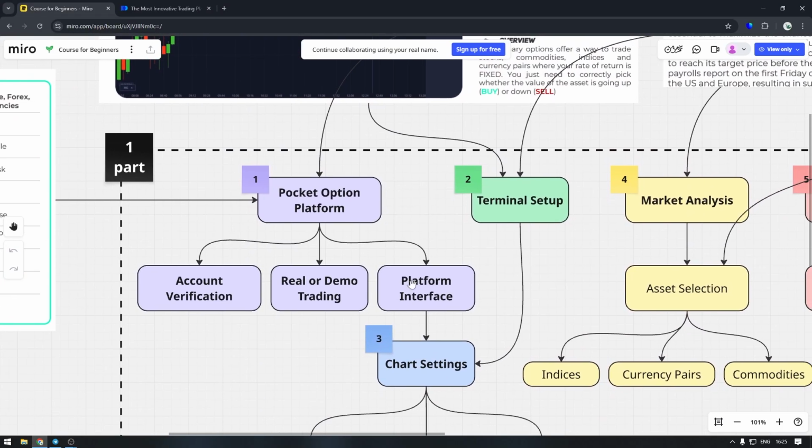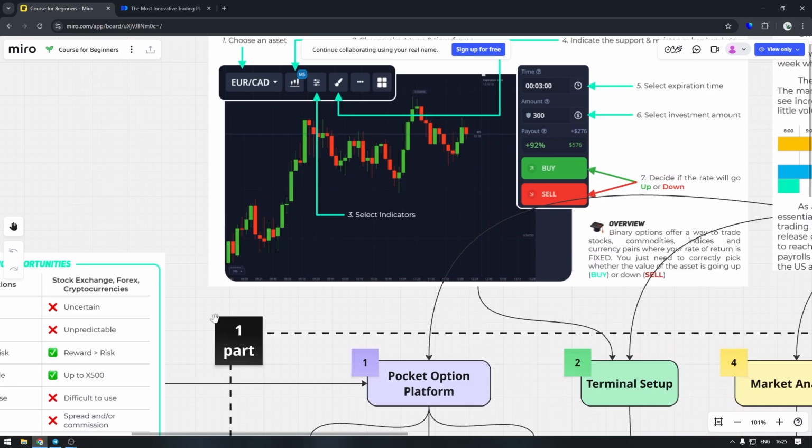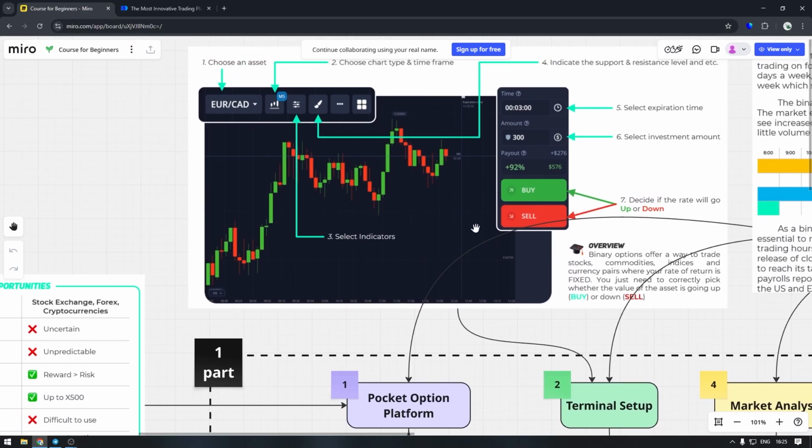Our second step, terminal setup. Now let's move on to setting up your workspace. This isn't just about tidying up, it's about creating an efficient environment for decision making. Key setup elements. Place quick buy and sell in a prominent position.